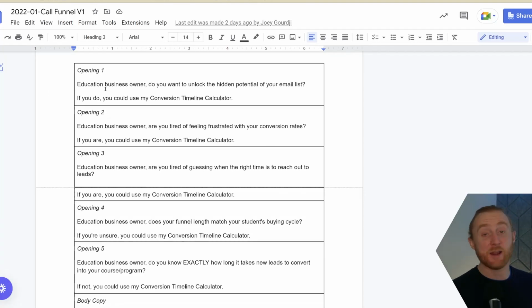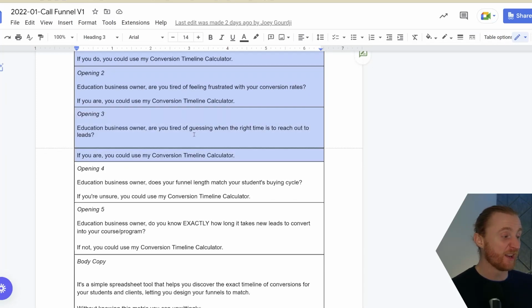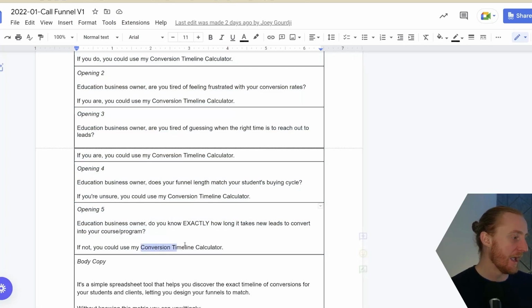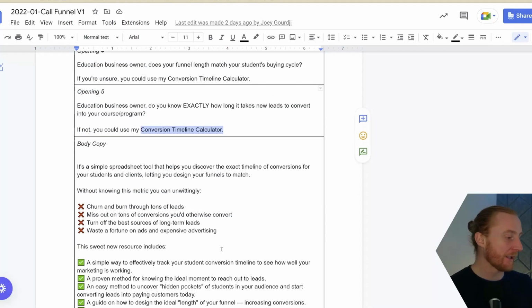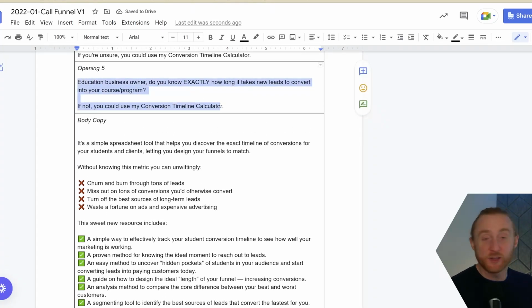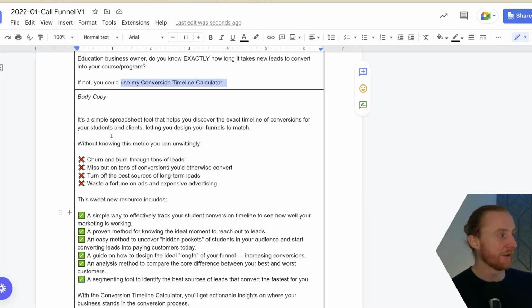All right, so here's the ad. There are 5 opening lines because we're testing 5 different openings for this ad. It's for a lead magnet called the Conversion Timeline Calculator. Let's read one of the openings so you can see what it is. Hey, education business owner, do you know exactly how long it takes new leads to convert into your course or program? If not, you could use my Conversion Timeline Calculator. It's a simple tool that helps you blah, blah, blah.